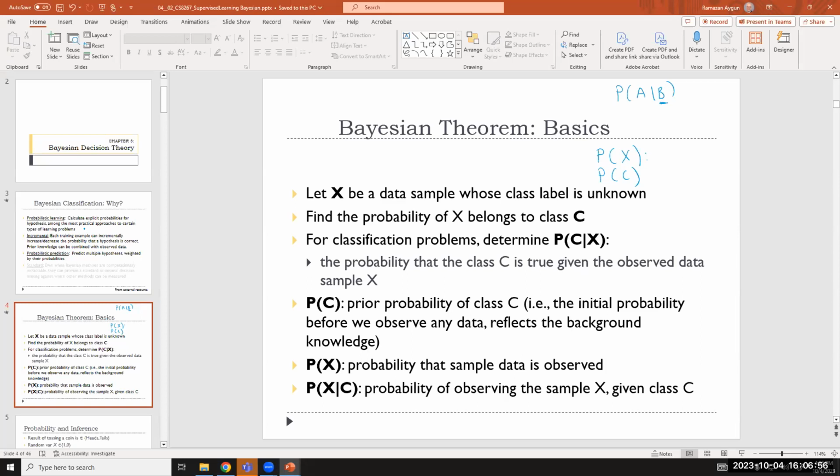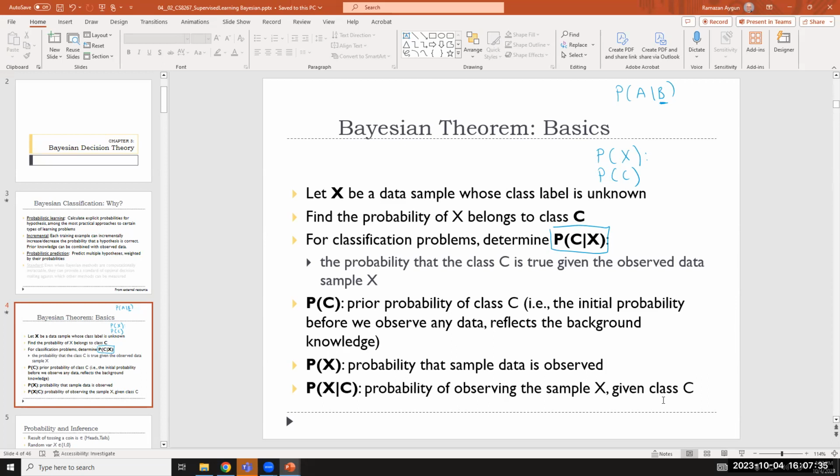Okay. So these are important, but our goal is this. It says that given X, so I give you this data, what is the probability that it belongs to class C? That's the way that we put it into probabilistic notation. Given X, it's given. What is the probability that it belongs to C? Probability of C is the prior probability of class C. Probability of X is the probability that the sample data is observed.